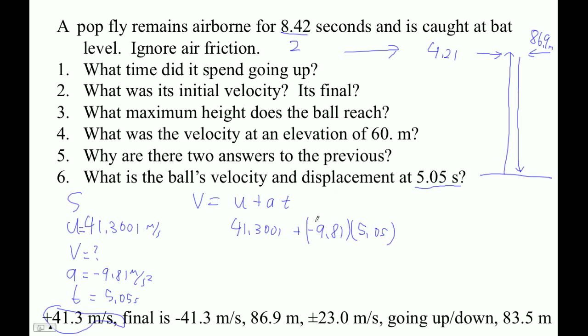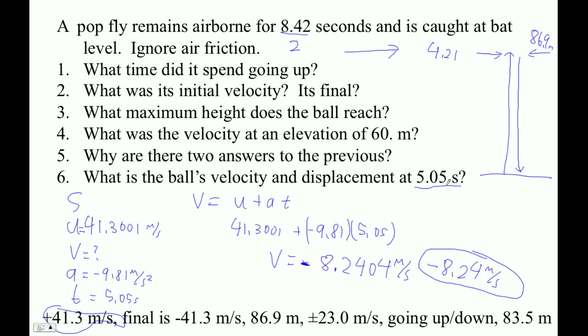41.3001 minus 9.81 times 5.05, and I get negative 8.24. So indeed it's going down, and in fact it's been going down for nearly a whole second, so it's gained nearly 9.81 meters per second of speed downward. With 3 sig figs, we'd say negative 8.24 meters per second.